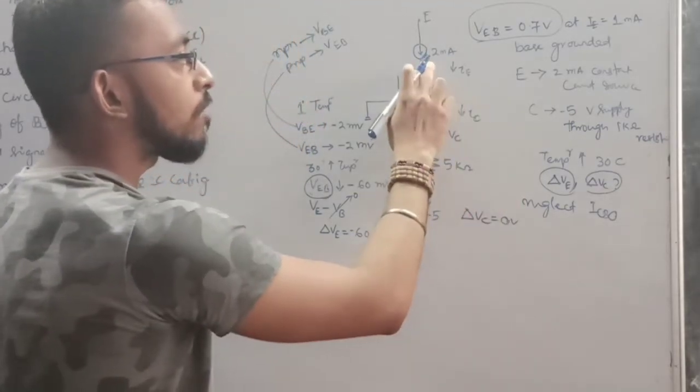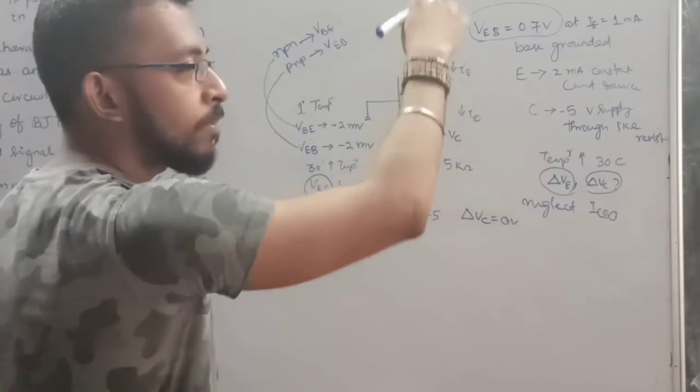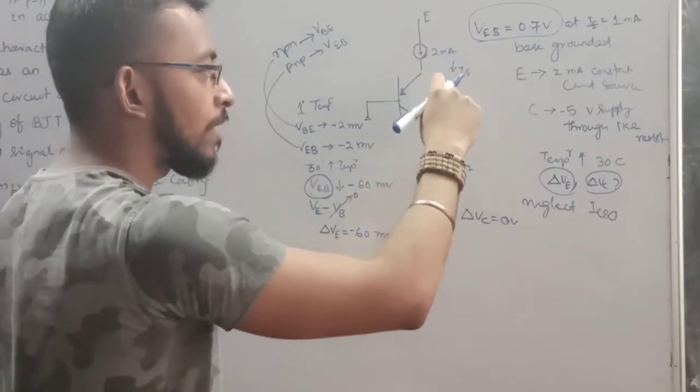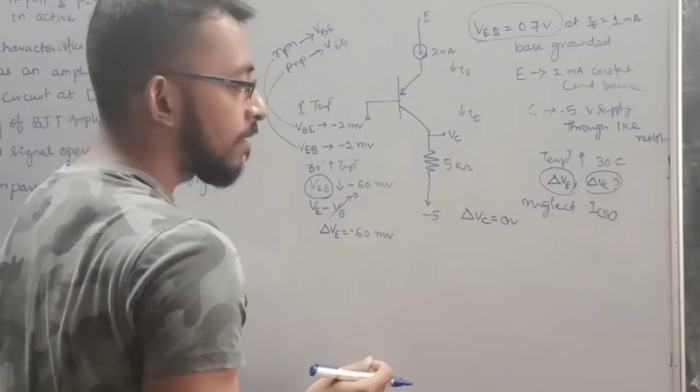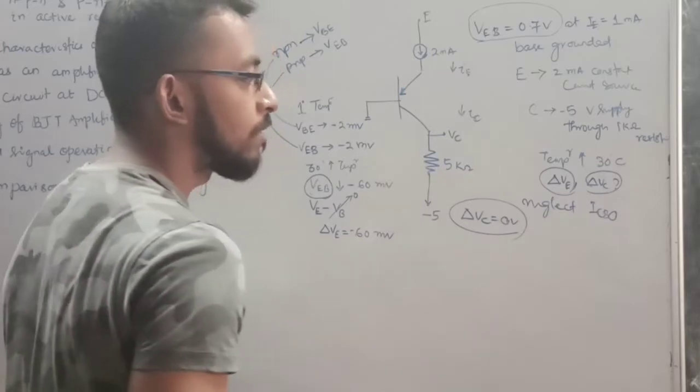Why? Because a constant current source of 2 milliampere flows from the emitter, and that constant current value will flow through the collector. So there will be no change in voltage. Okay, so that's why my del VC is equal to 0.